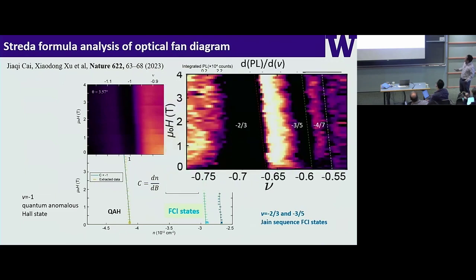We can take another step forward, just take a derivative of this PL intensity plot as a function of filling factor. This enhances the contrast, and we can see additional states from the previous data, right? For example, there's one more at -4/7.